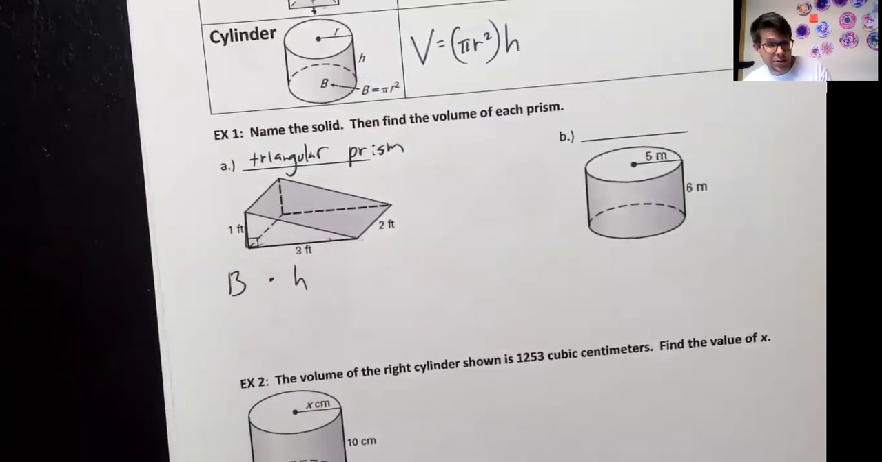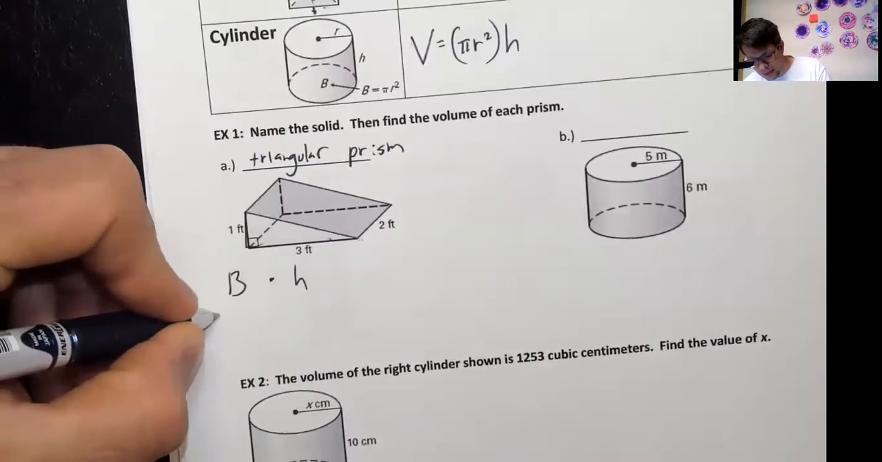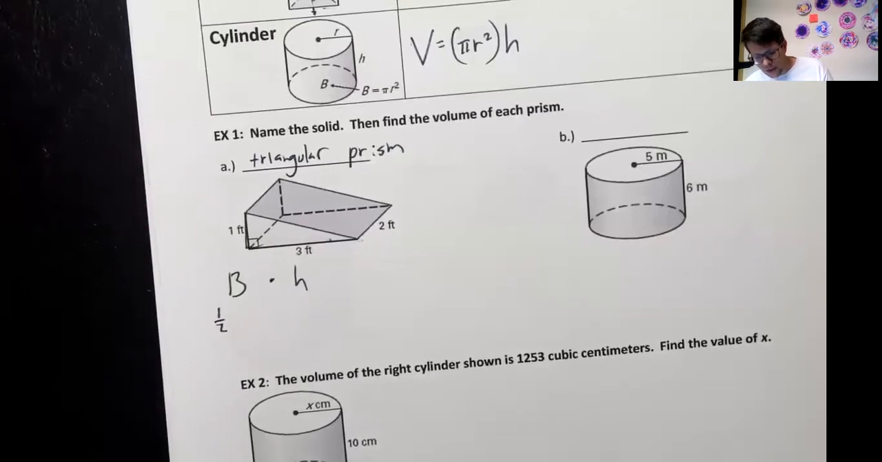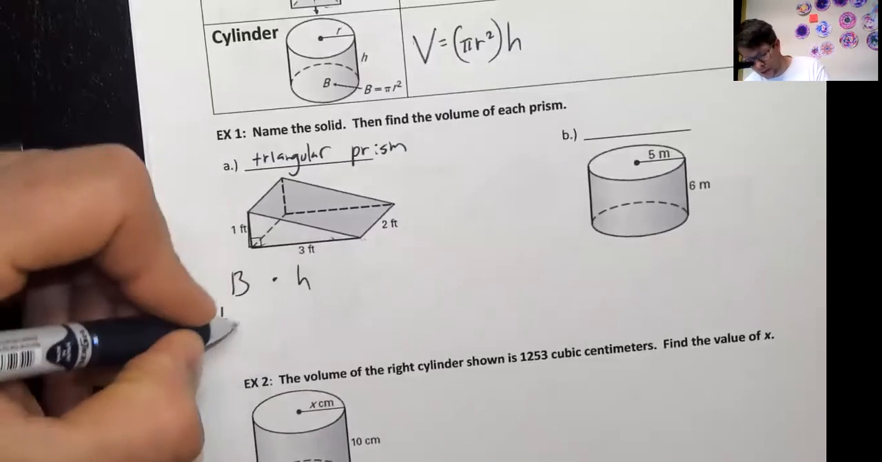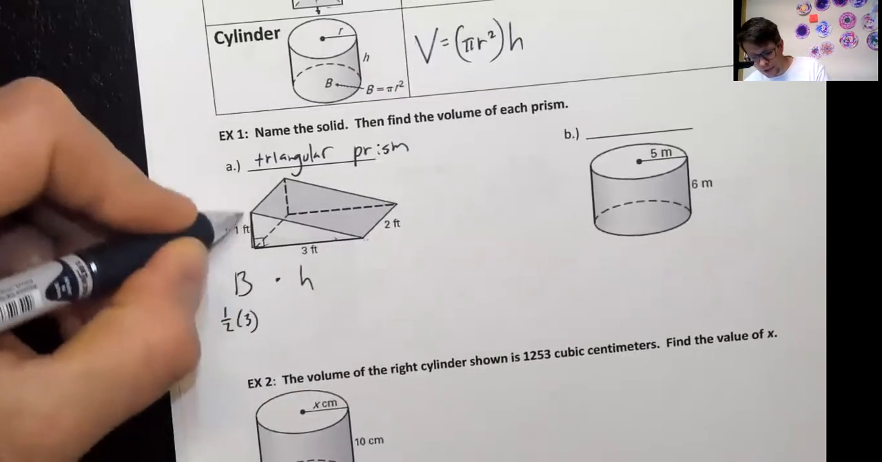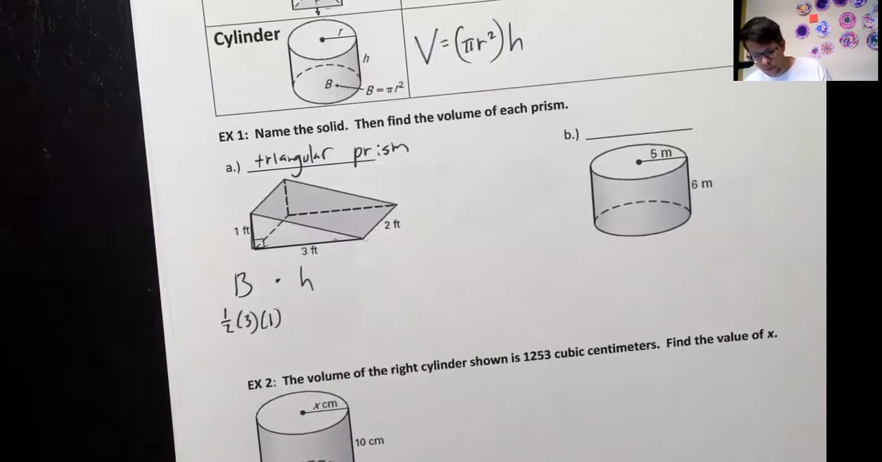Okay, so our base is a triangle, which means we want to use 1/2 base times height. That's easy to work with. Our base for just our triangle right here is a base of 3, and our height for just our triangle is a height of 1. Okay, so now the height of the actual prism. This second h that we have over here is the height of the actual prism.